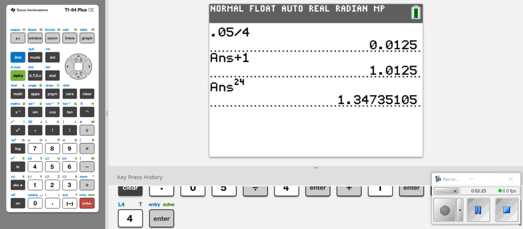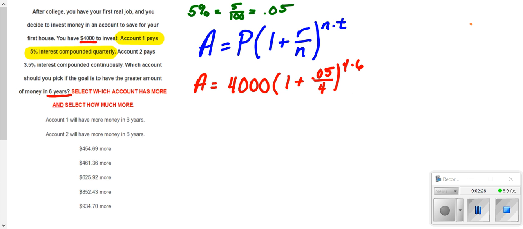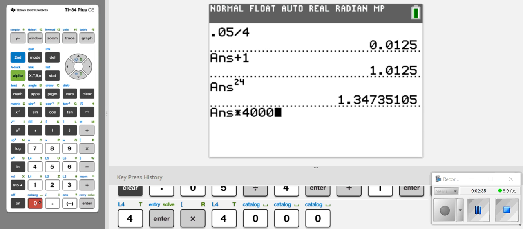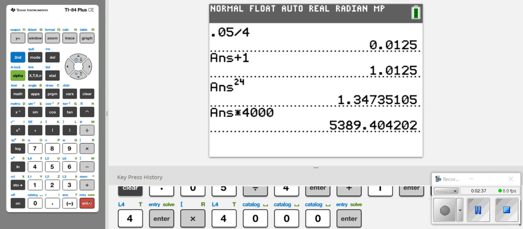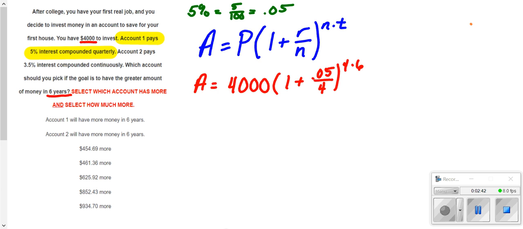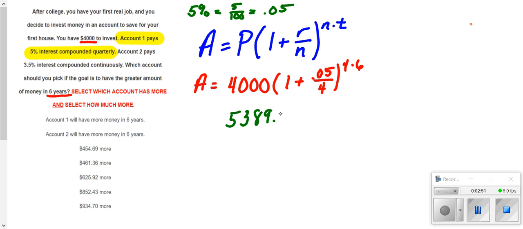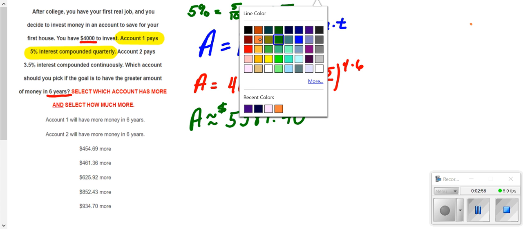And then my initial investment, let me double check that because I couldn't remember, is 4,000. So I'm going to multiply that result by 4,000. So $5,389.40. Let me get that one more time, 40 cents. Sorry, the memory is the first thing to go in aging. I'm just putting that out there. All right, so that's what we get in that scenario.